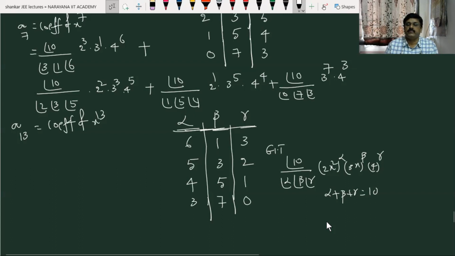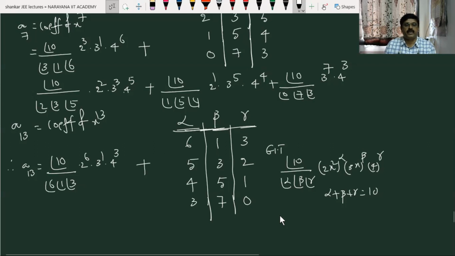Wonderful, 7, 0. If you take alpha as 6, x power 6, I take beta as 7, so x power 7, so x power 13 coming. So obviously gamma is 0, right? Therefore, A13 is going to be, keep this data, 10 factorial upon 6 factorial into 1 factorial into 3 factorial. If alpha is 6, it is 2 power 6, beta 1, 3 power 1, 4 cube.